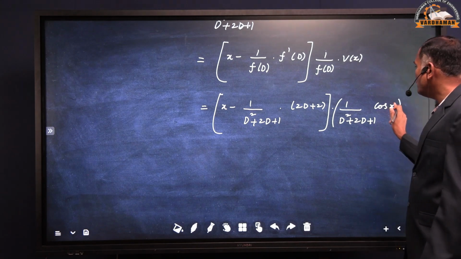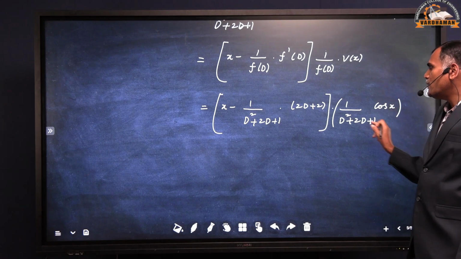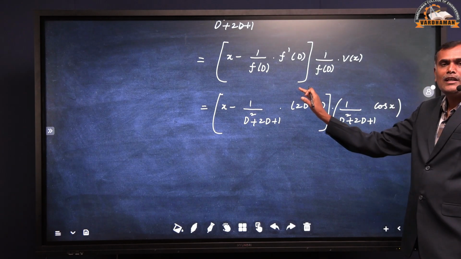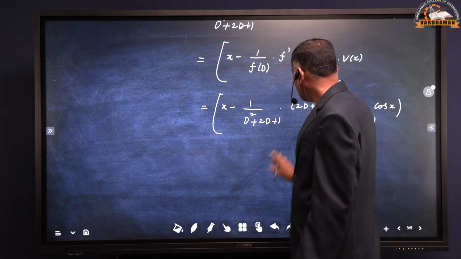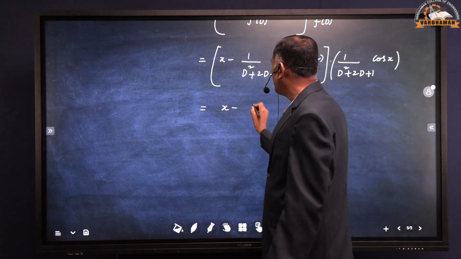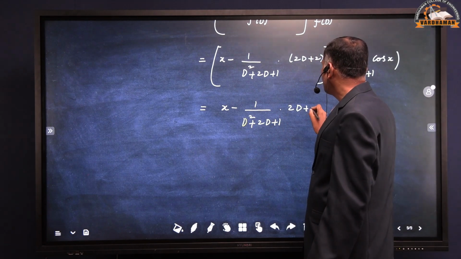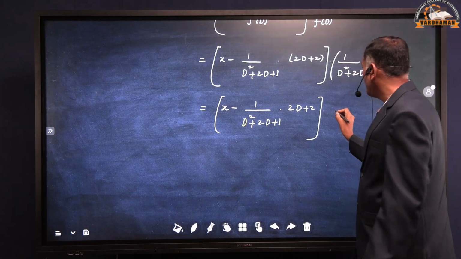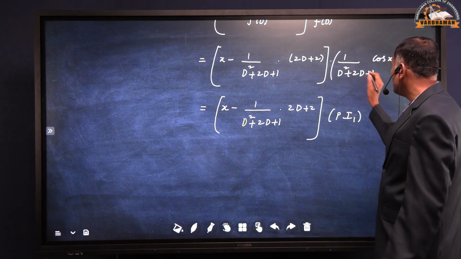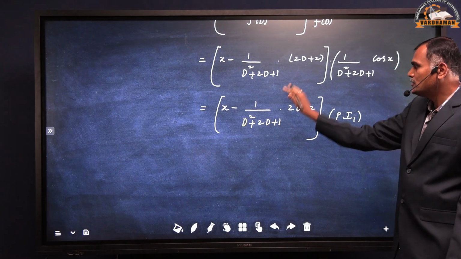First we need to find the particular integral of this part. After finding the particular integral of this part, we can simplify to get the particular integral of the given problem. Let us find the particular integral of this part. I am taking this as PI1, x minus 1 by D square plus 2D plus 1 into 2D plus... Let us take this as PI1 to understand easily. Let us find PI1 separately. Then let us simplify this.